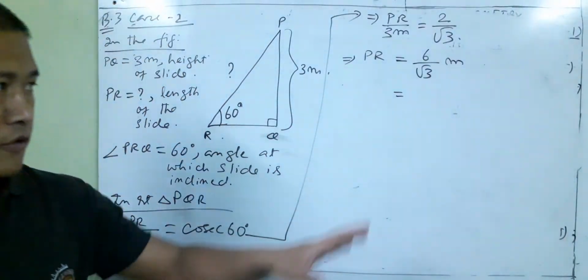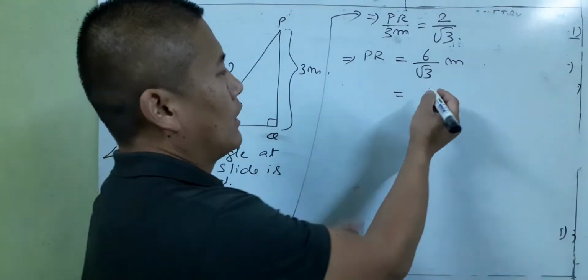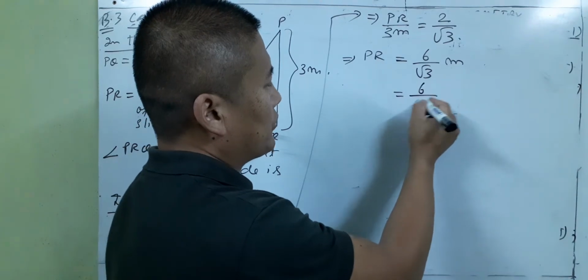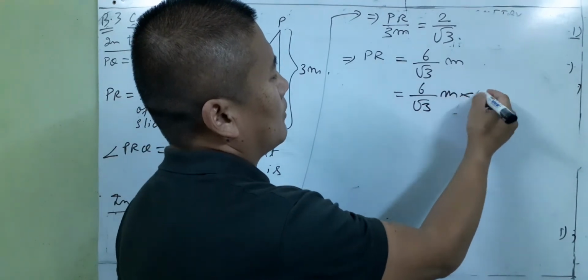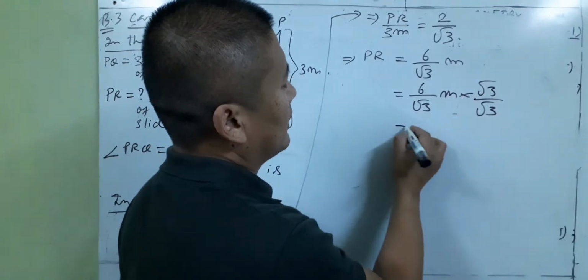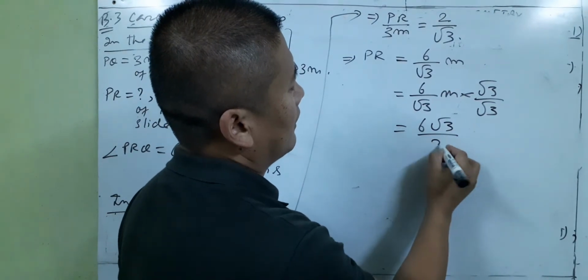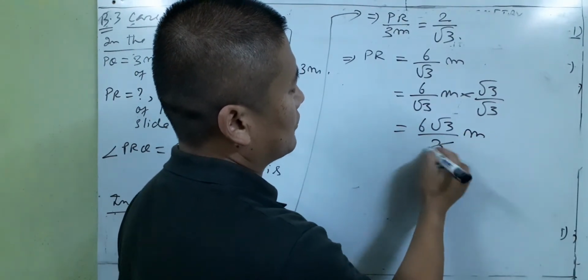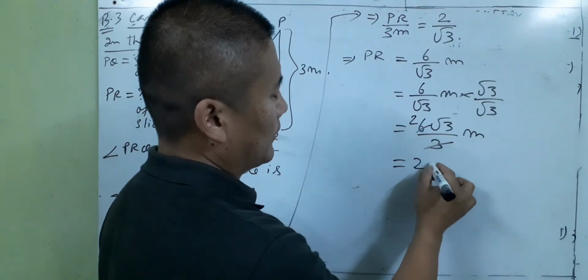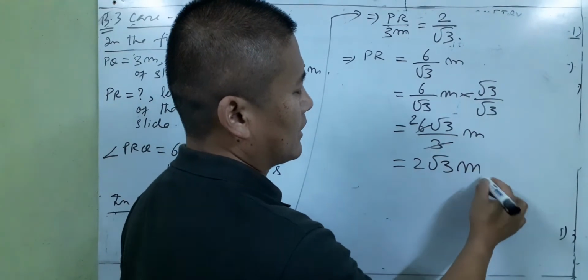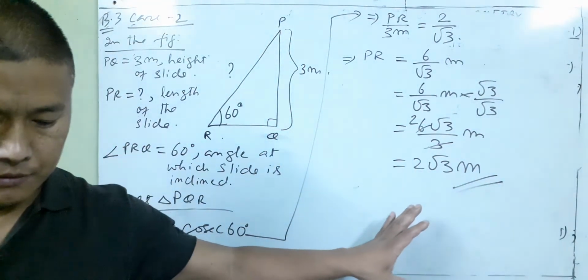As we have been doing by now, we have to remove this irrational number root 3. So let us remove that by multiplying by root 3 up and down, and that gives you 6 root 3 by root 3 into root 3, 3 meters. So 3 2s are 6. So the length of the slide in the second case is 2 root 3 meter, right?